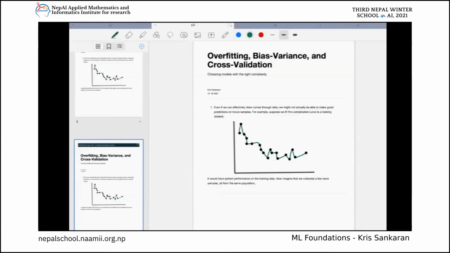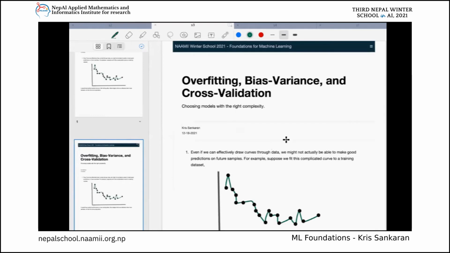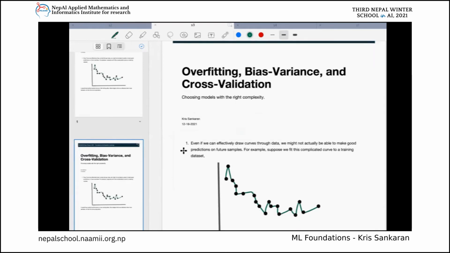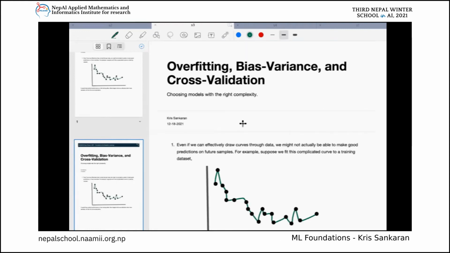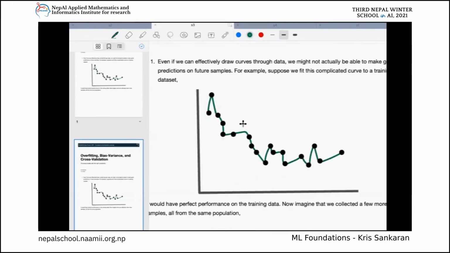So let's talk about overfitting, bias variance, and cross-validation. I told you earlier that everything was just about drawing curves through data, but actually that's not enough. Why not? This seems like a silly example, but it's really serious.